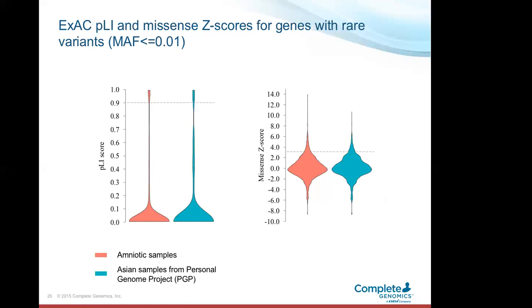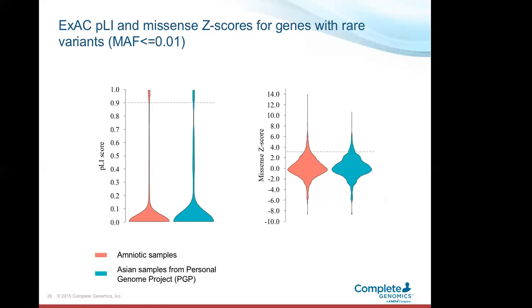The ExAC pLI scores and missense z-scores are constraint scores showing the intolerance of genes for loss of function mutations or missense mutations. When we looked at the distribution of the scores for amniotic samples compared with the adult samples from the Personal Genome Project, the patterns are very similar. A majority of the genes have low pLI scores or missense z-scores.